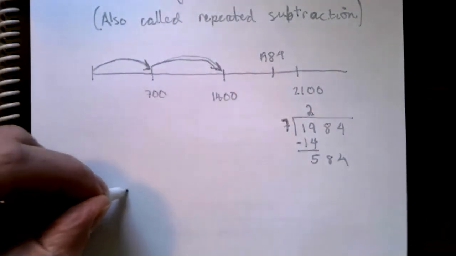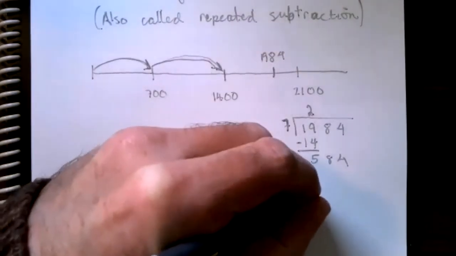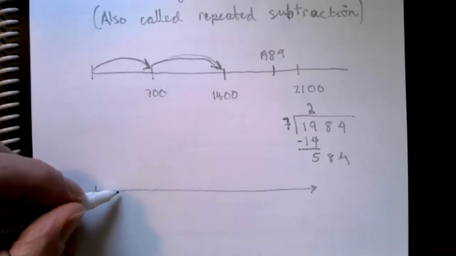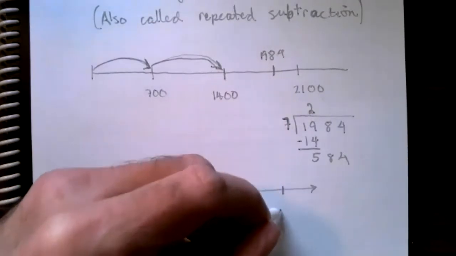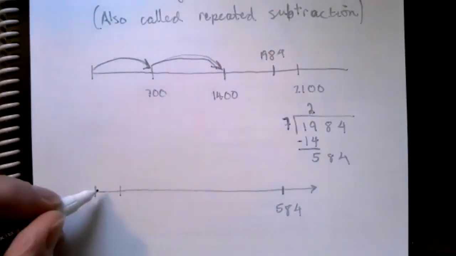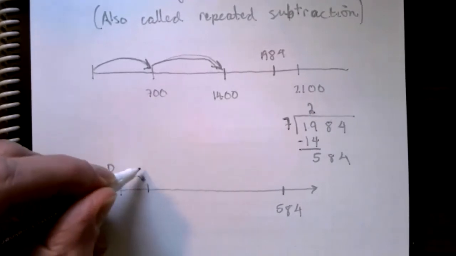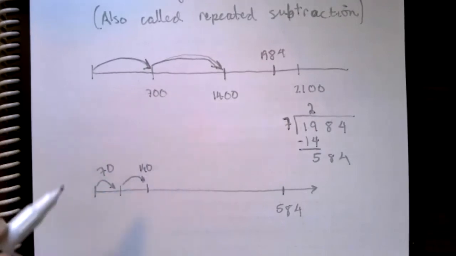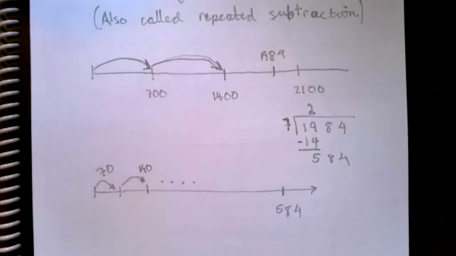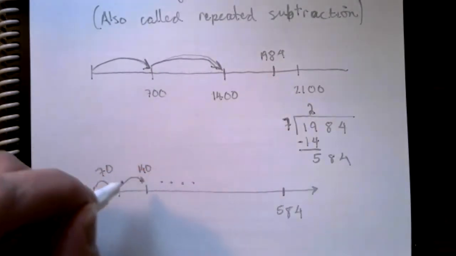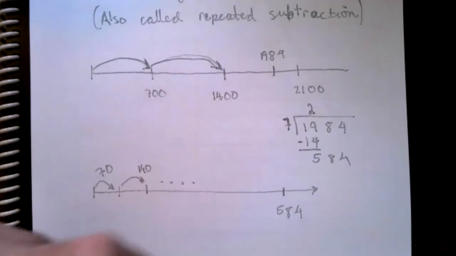Okay, so what I want to do now is I want to do jumps. Now we're in the tens place. I want to do jumps of 70 until I get as close as possible to 584. Okay, and I'm thinking about jumps of 70. My next one would, of course, be 140. So how many jumps? What's the closest multiple of 70 that I can get to this? If you need to, just keep on counting up.